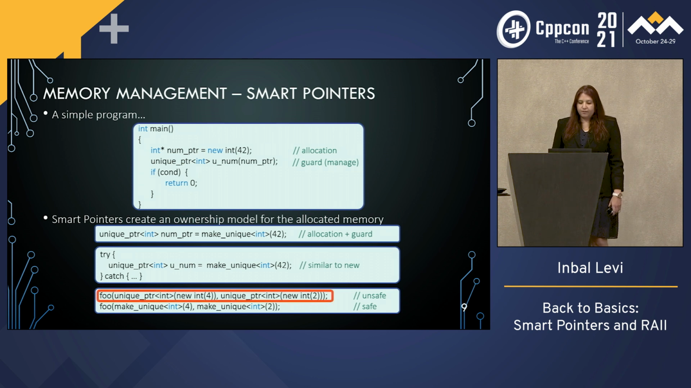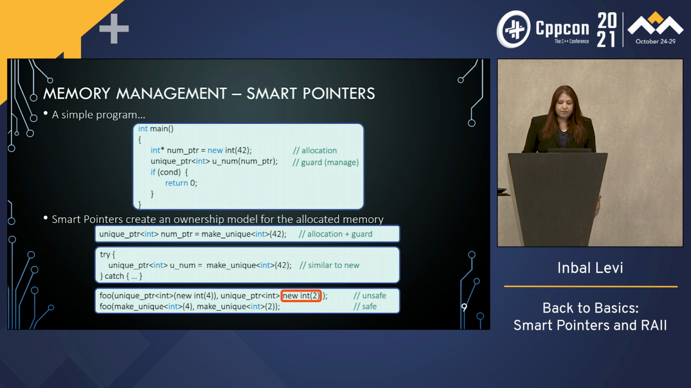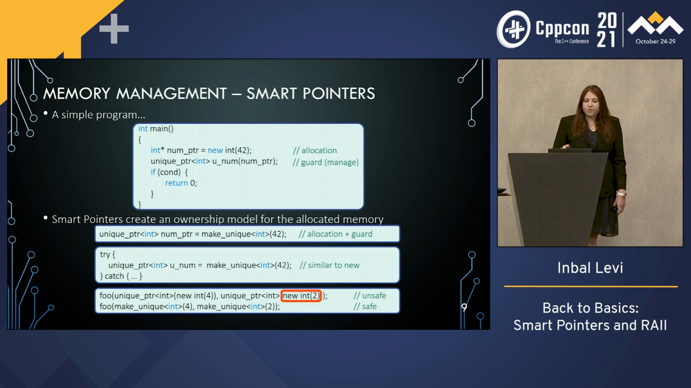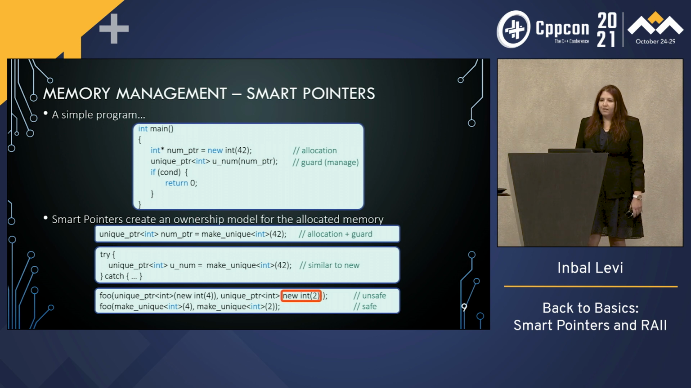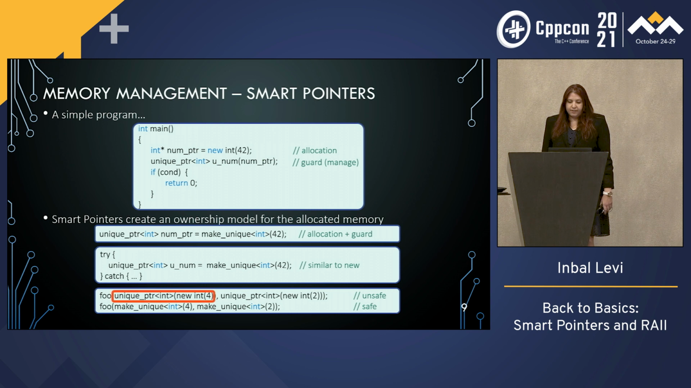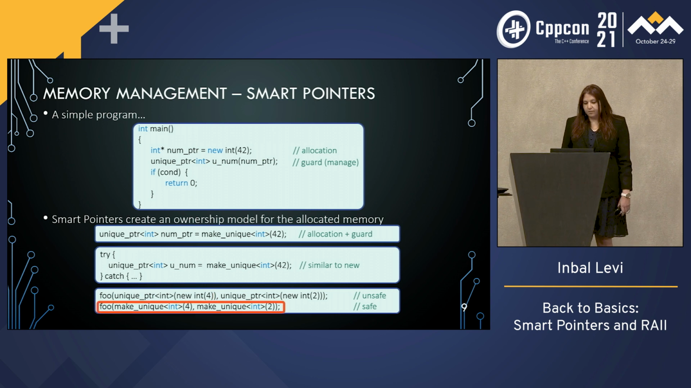We have a function here that takes a unique pointer and allocates a new int 4, and an additional unique pointer that allocates a new int 2. But if the second one throws, then we don't necessarily have the protection, because we still haven't got the wrapping, the guard, because we don't have that obligation. So here basically we will get a memory leak, or might get a memory leak.